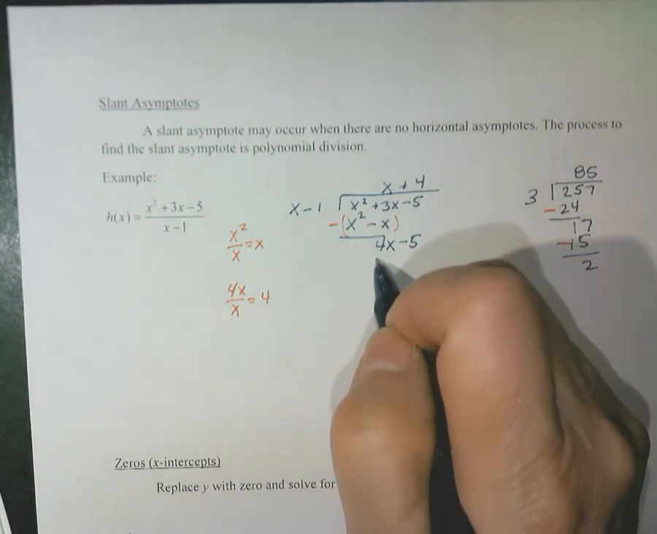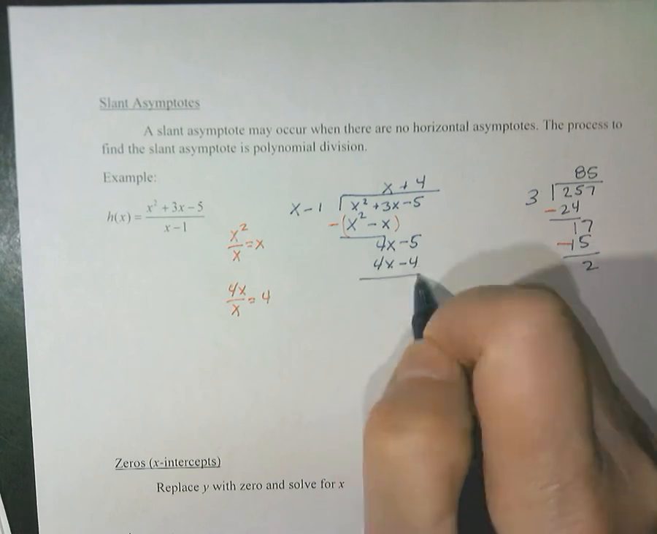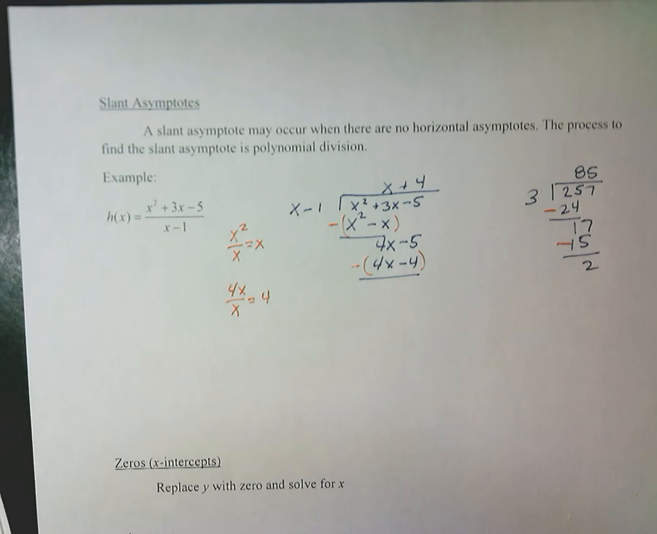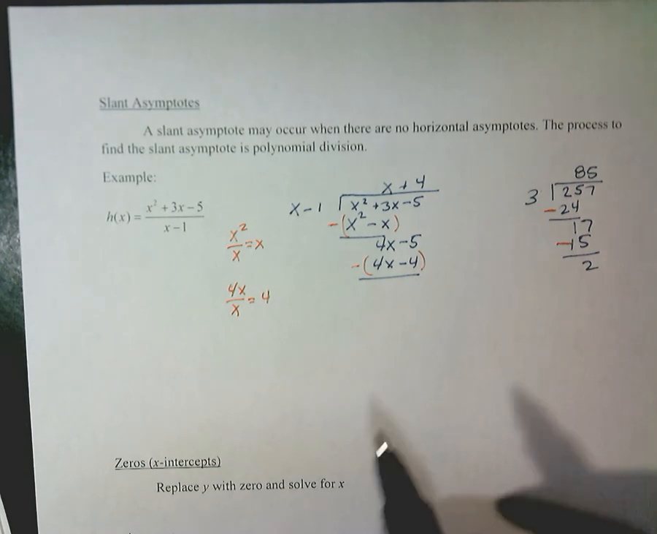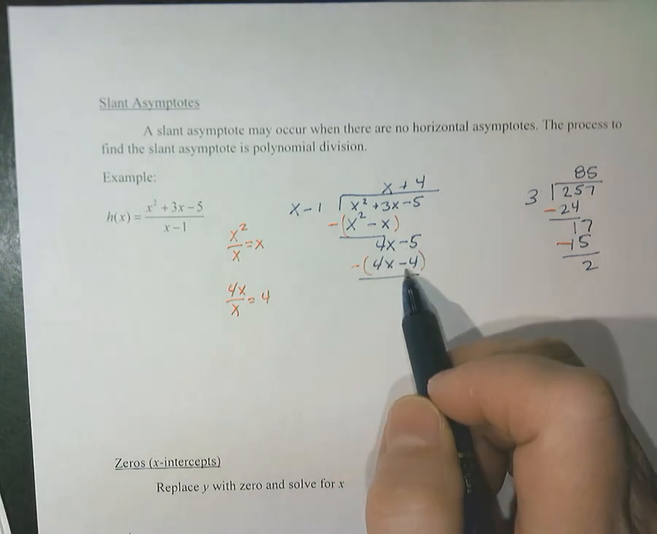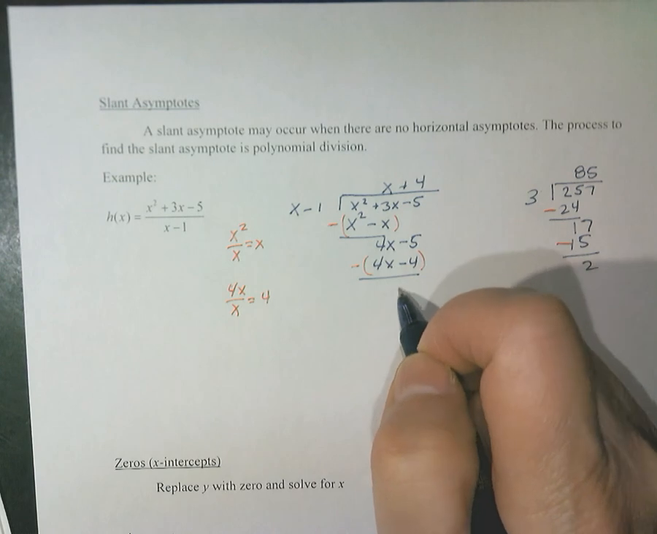Multiply, I get 4x minus 4. And I'm going to subtract. If people make a mistake, it's usually at the subtraction, so just be careful when you're subtracting. 4x minus 4x is 0. Negative 5 minus a negative 4 would be negative 5 plus 4. So this gives me negative 1.